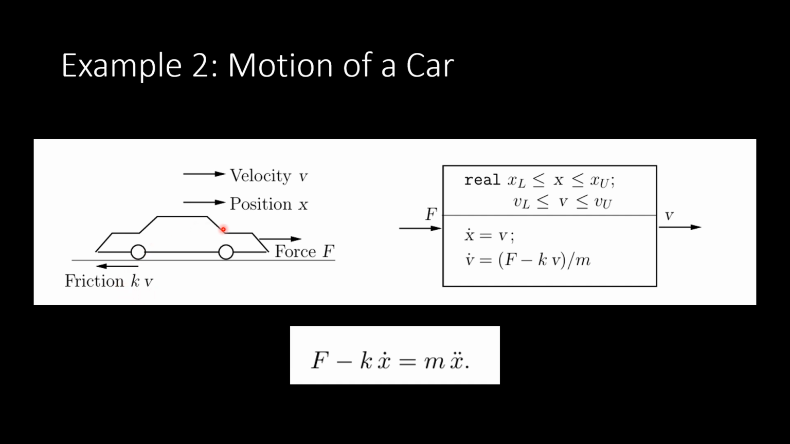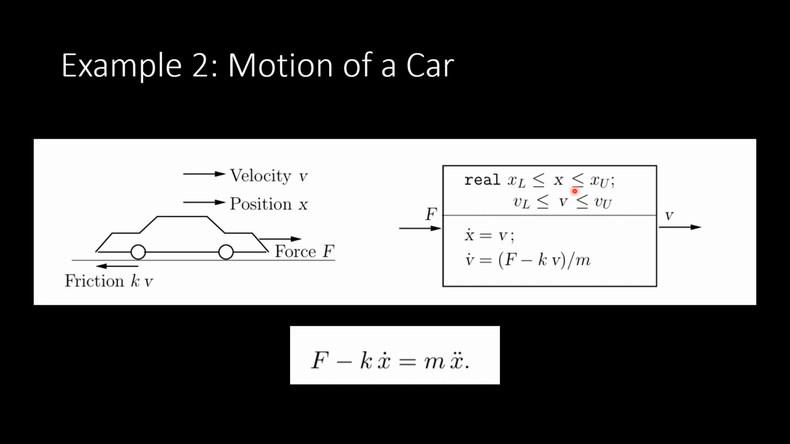Now we are going to model this car as a component that has input F and output velocity v. So now we have two state variables, one called x, the other called v. This x has a limit, so it is parameterized with the lower value xl and the upper value xu. Similarly, v has a lower limit vl and an upper limit vu.